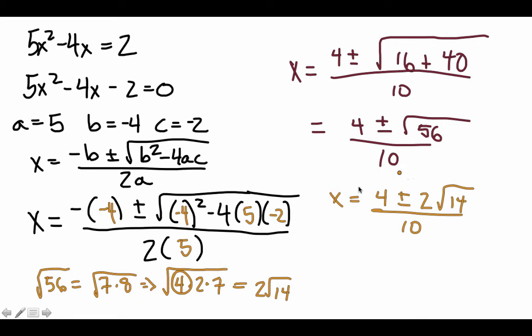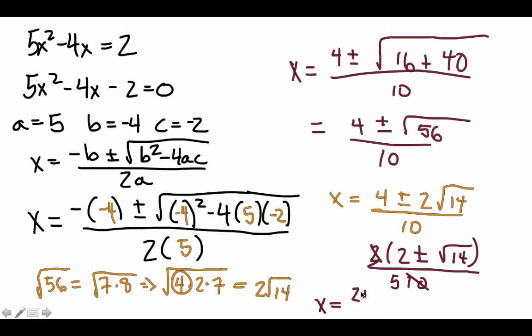Notice that the numerator has a common factor of 2, so I can rewrite this as 2 times 2 plus or minus root 14 and divide by 10, and I get the final answer, x equals, because this 2 cancels with a 2 down here, and so that's a 5, 2 plus or minus root 14 all over 5. That's a super hard one when you get these common factors in the numerator. That will cancel with a factor here.